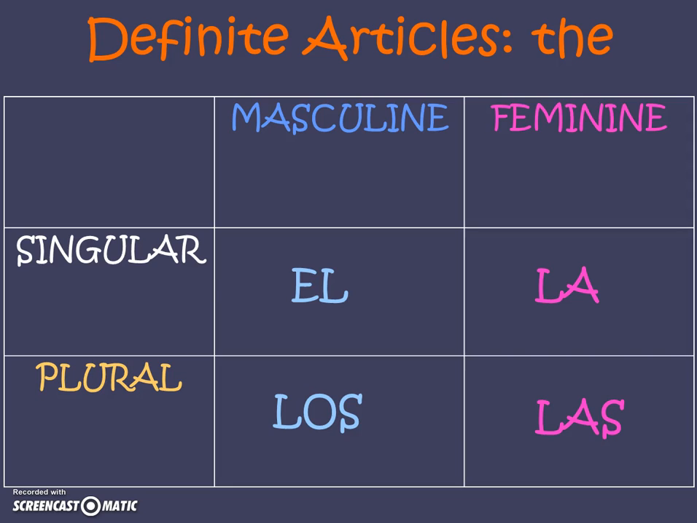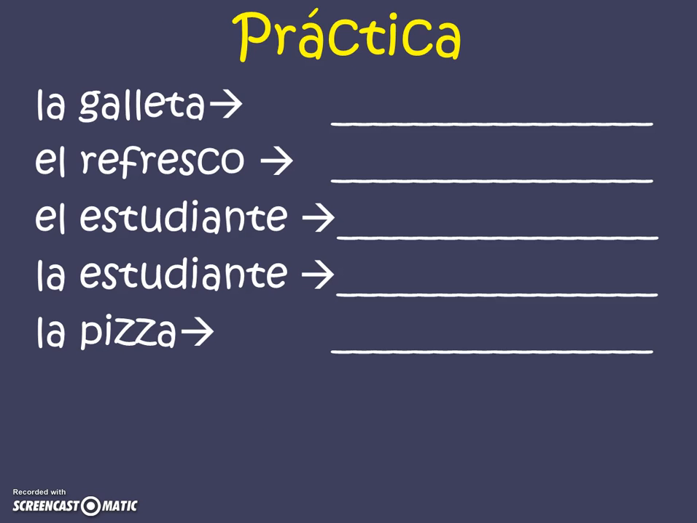Okay, so depending on the number and the gender of the noun that you are trying to use, that is how you will determine which article you're going to use. So let's have some practice. Okay. If we have la galleta, which means the cookie, we would make it plural by saying las galletas.